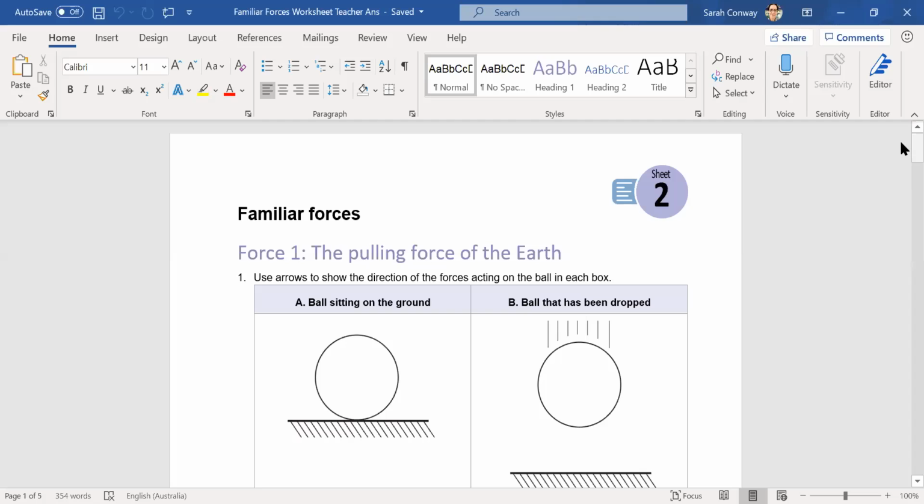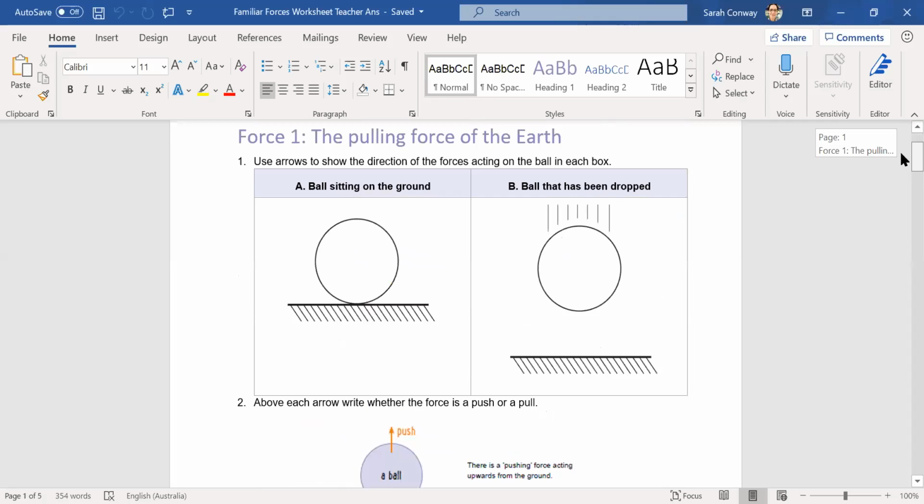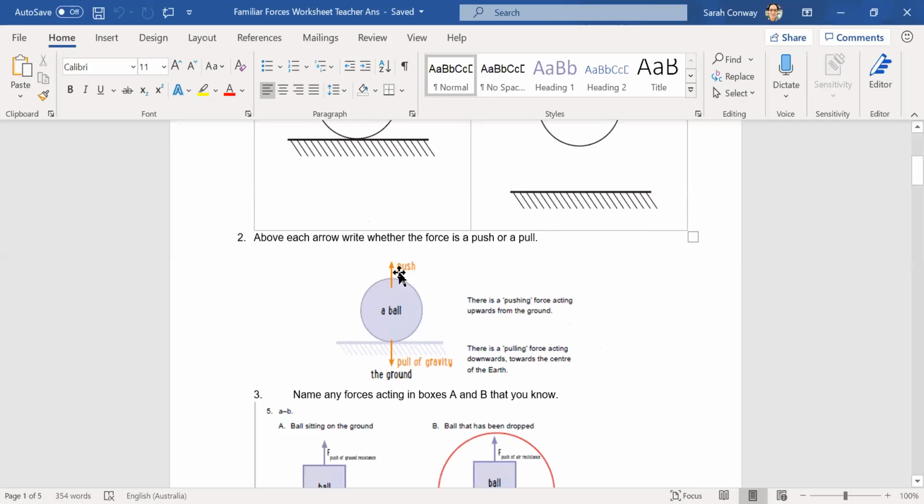Let's go. So we're going to go through it. What you have to do is put arrows. Here is a diagram of what an A standard answer is. You have to have an arrow up saying push and an arrow down saying pull of gravity. There is a pushing force acting up from the ground, and there is a pulling force acting on the center of gravity on the earth. So if you write that, or if you've done that, you can check that in your homework now. Okay, so name any forces that are acting on the box.